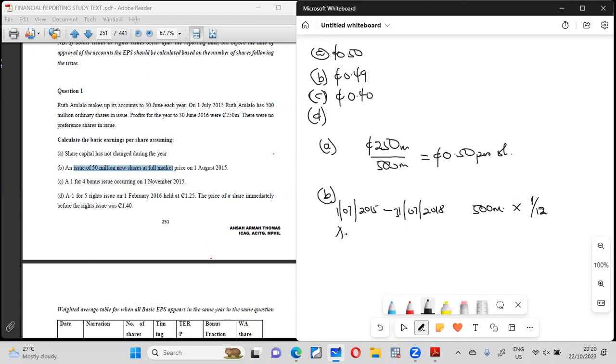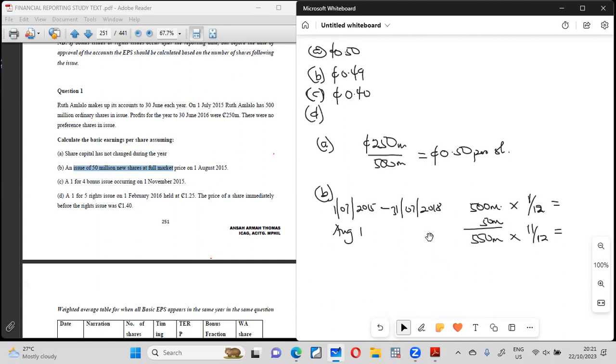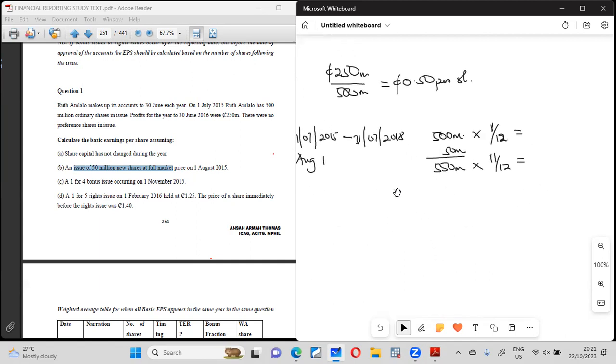Then in August, they did 50 million in addition, which means the 550 million that we will have will last for 11 months. So here will be 11 over 12. It's because the question is separated. So the next time we are looking at this, we will look at it differently. I'm going to show you how you do that.